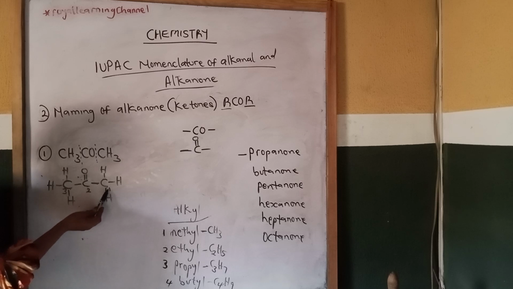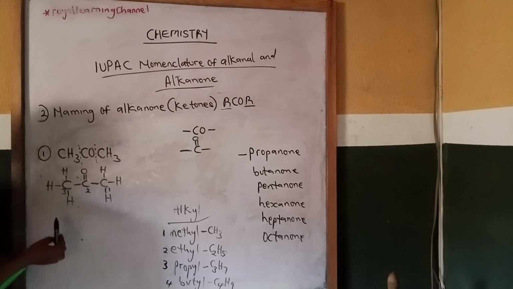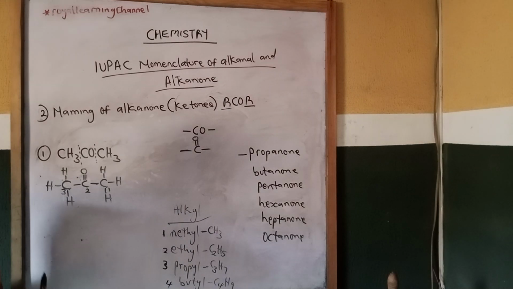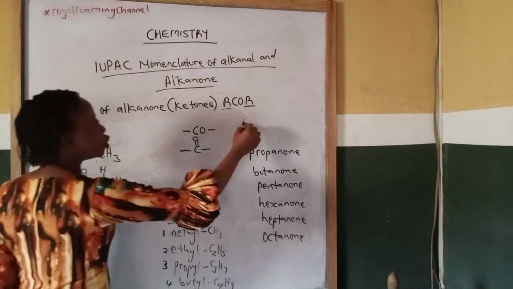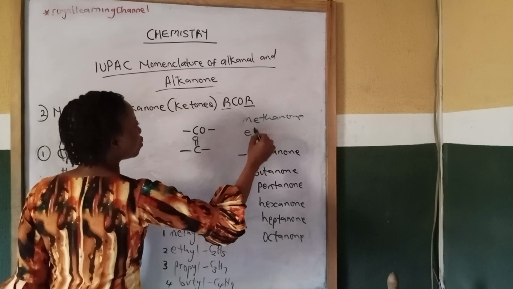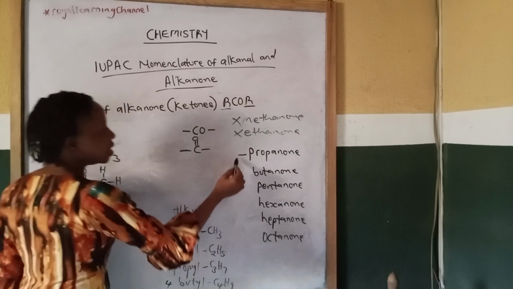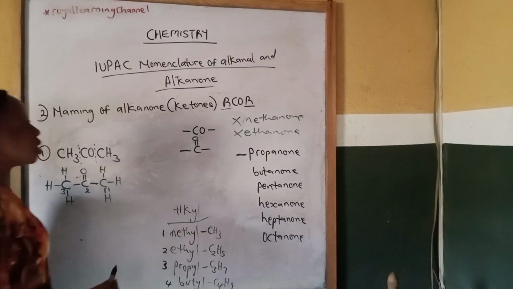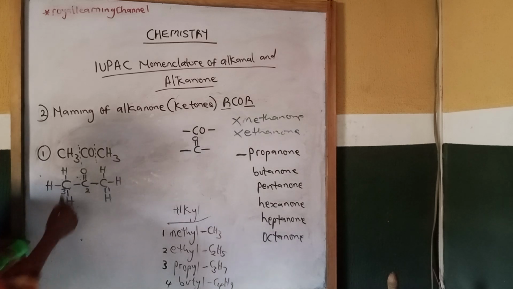So consider your root hydrocarbon, 1, 2, 3. So we have 3 carbon atoms. It shows that this structure belongs to a member of alkanone with 3 carbon atoms. That would be the third member of alkanone. Methanone should be the first member, but it does not exist. Then ethanone should be the second member, but it doesn't exist. Then the third member will be propanone, because propanone is the one with 3 carbon atoms. So this structure should be propanone.